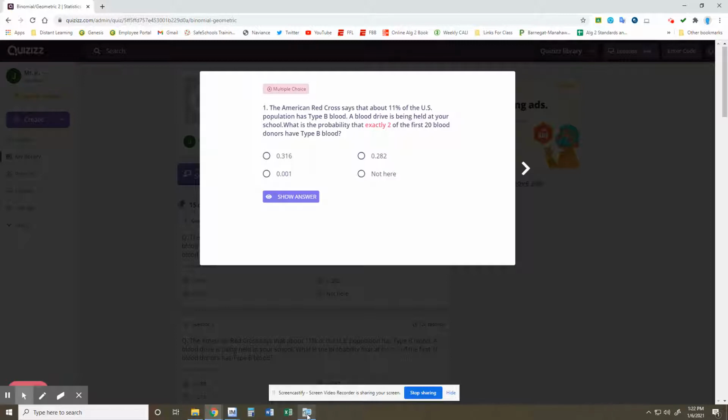This is a binomial problem. The reason why is because you were looking to get exactly 2 successes out of 20 trials. There is a set number of trials, and you're looking to get that many successes out of it. Now, being that it's a binomial, it is also a binomial PDF because you're getting exactly that many successes.